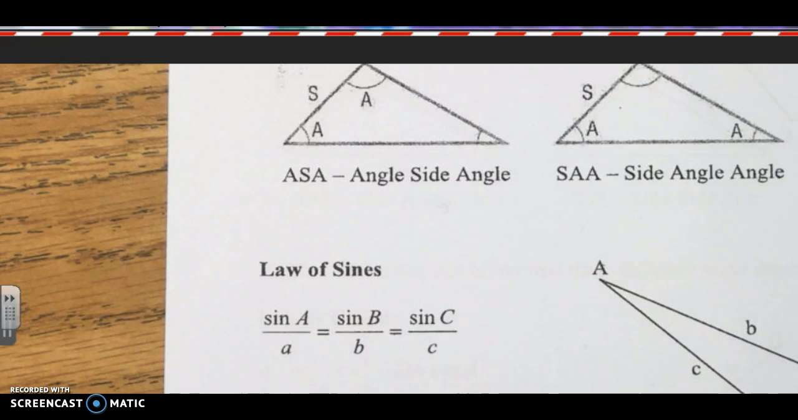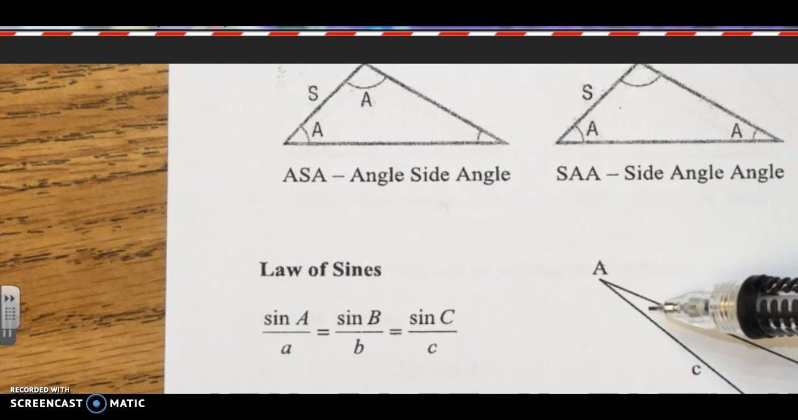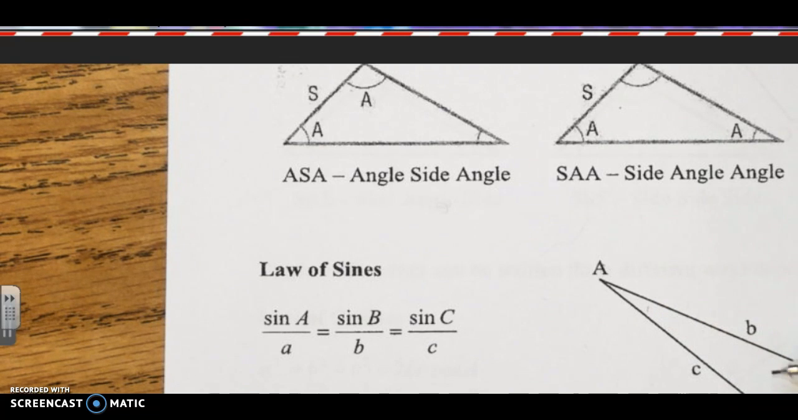Okay? And it's proportional. What I mean by that is that the smallest angle of a triangle is always going to go with the smallest side. The middle size angle is always going to go with the medium length side, and the largest angle is always going to go with the hypotenuse. That proportion will always be true in any triangle. In fact, it's impossible to draw a triangle where that doesn't occur.